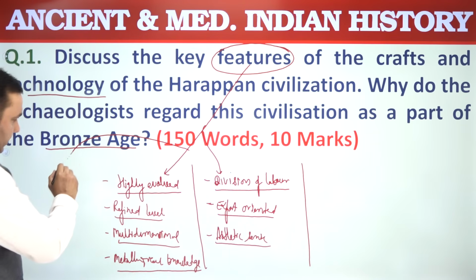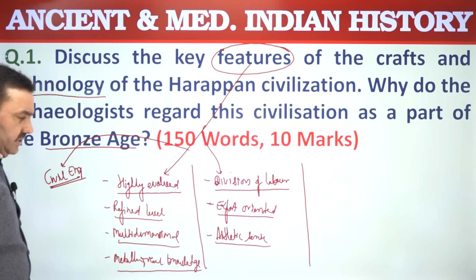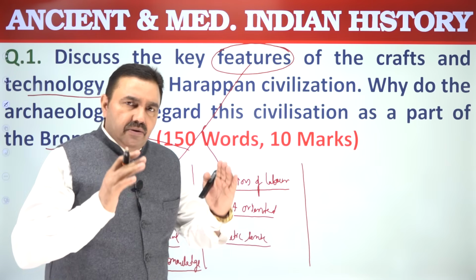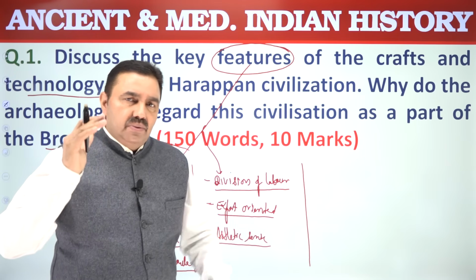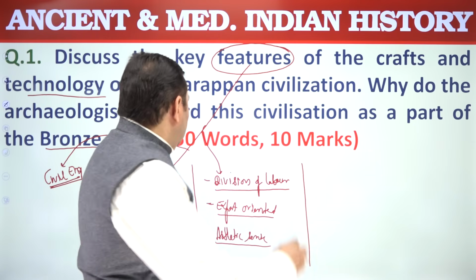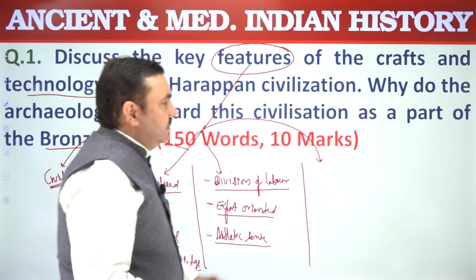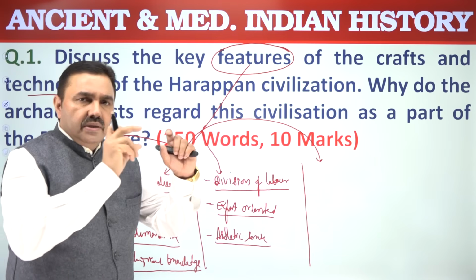Technology-wise, you can see crafts related to civil engineering. Harappans constructed dams, forts, granaries, the great bath. They knew the technique of making walls and surfaces waterproof by using gypsum and bitumen. So all these features you can put here so that you meet the requirements of the first part.